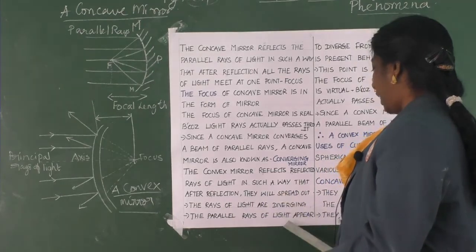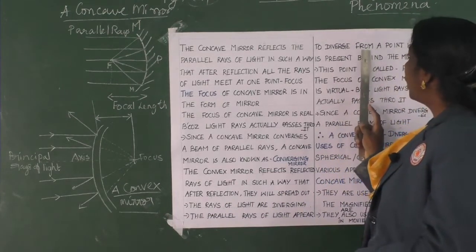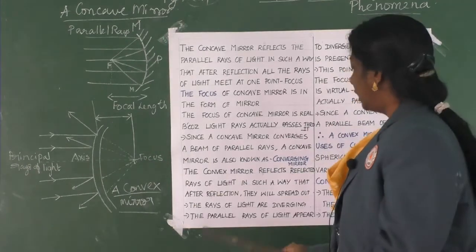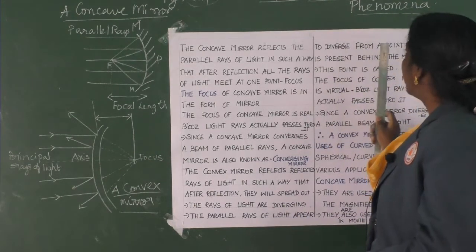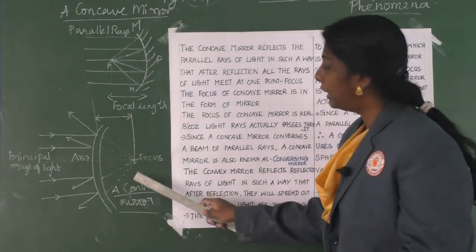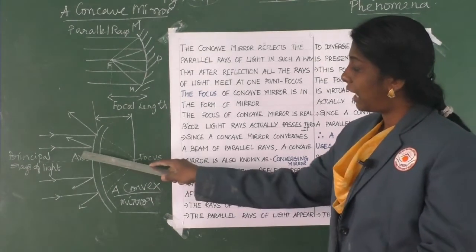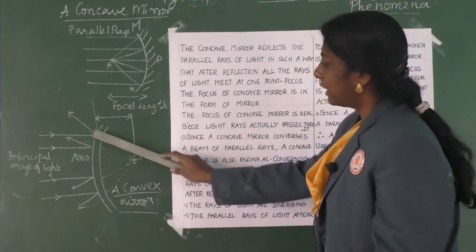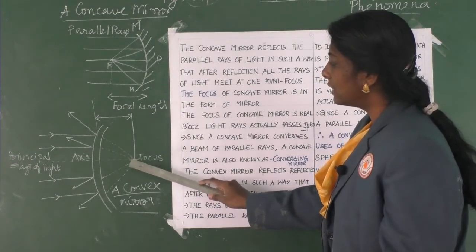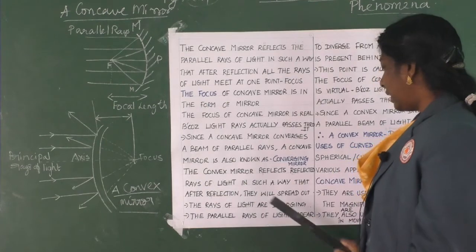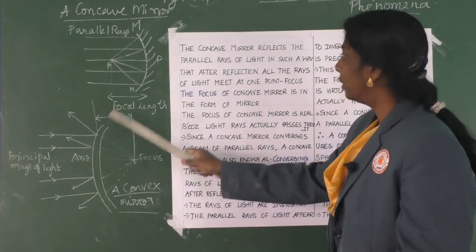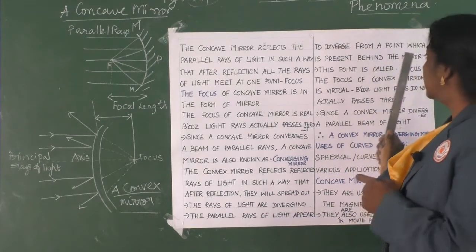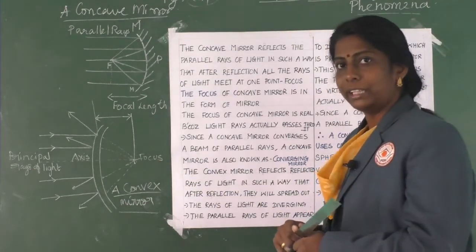The parallel rays of light appear to diverge from a point. These are parallel rays. So this light appears to diverge from a point which is present behind the mirror. Where is it? Behind the mirror. This point here, you can see that angle of extension here, is it not? Yes. So this is what about focus. The parallel rays of light appear to diverge from a point which is present behind the mirror. This point is called the focus.